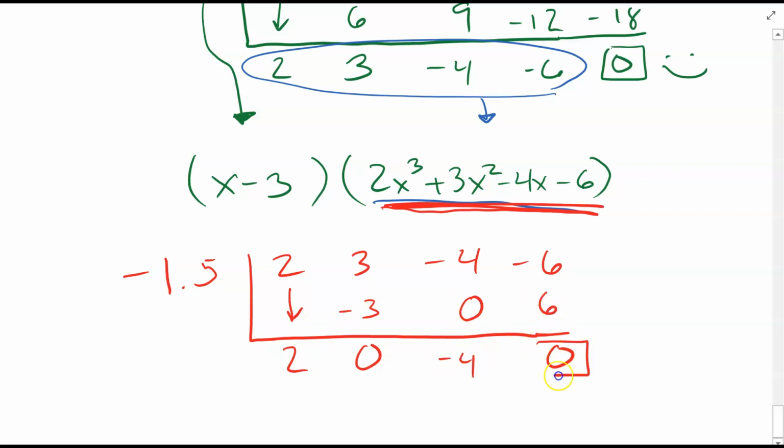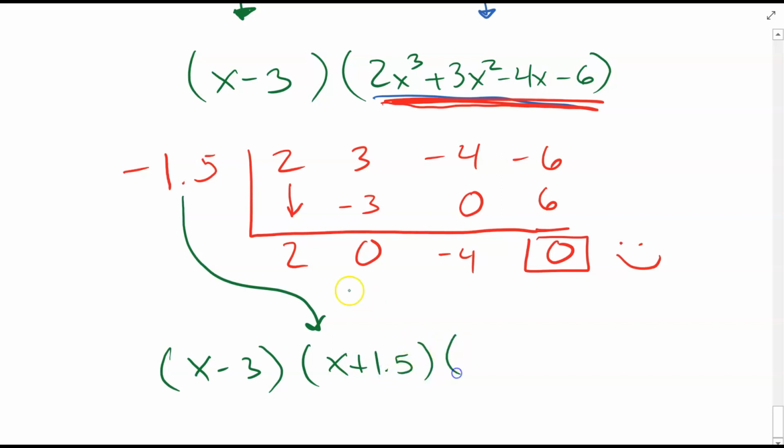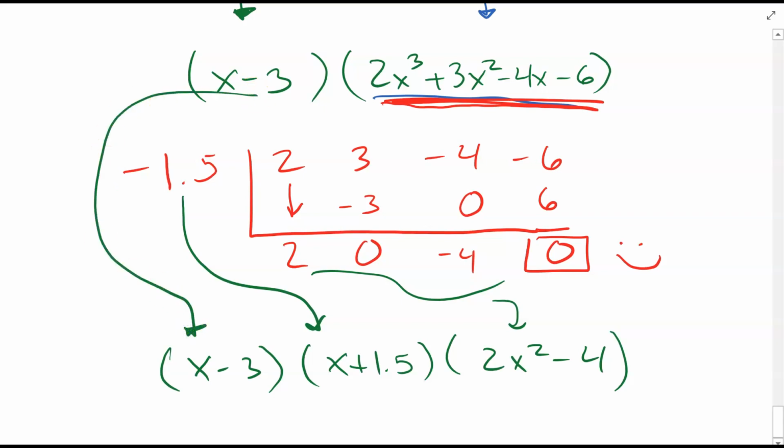So that worked also. So now let's see, I have the x minus 3 still. From this, I'm going to have x plus 1.5. And then from this, I'm going to have 2x squared minus 4. Is everybody okay there? Yes, Nicholas. So that's this answer from before. I'm just copying it down. Good question.